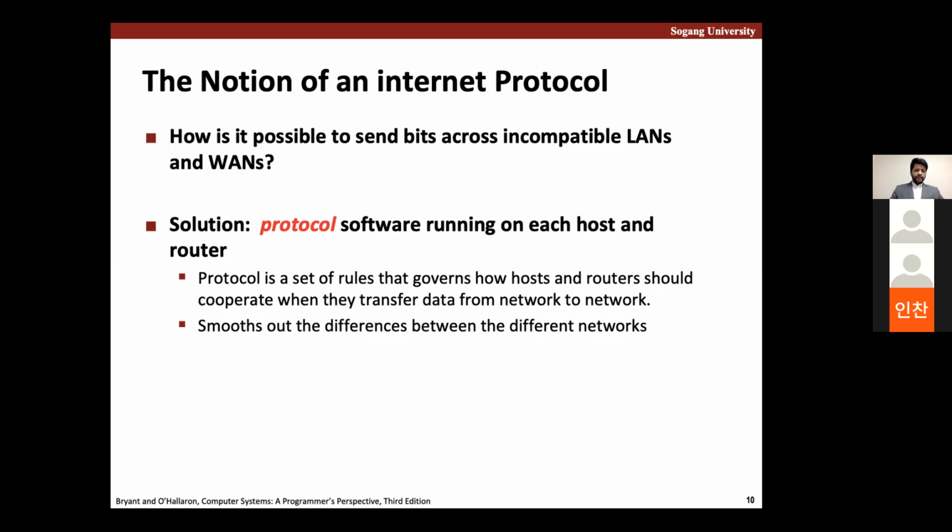The protocol software running on each host and router smooths out the differences between the different networks. The software implements a protocol that governs how hosts and routers cooperate in order to transfer the data. This protocol provides different properties: a naming convention and delivery mechanisms. We are going to see how it works in the coming slides. The key idea here is that the protocol gives you a thin layer that overcomes data transfer between incompatible networks.